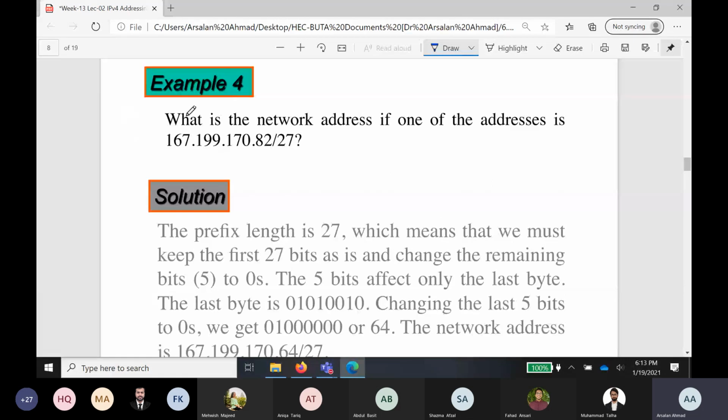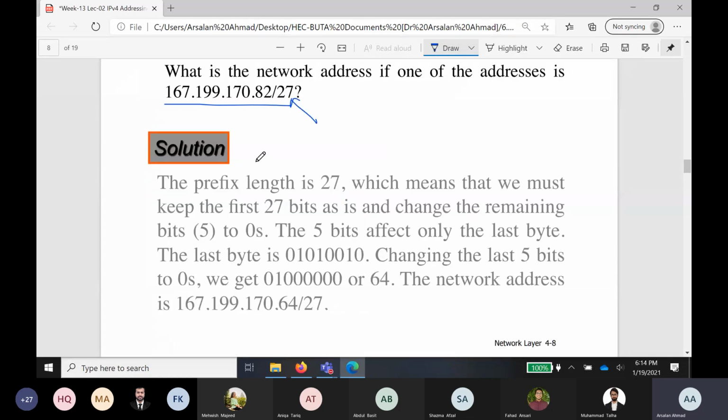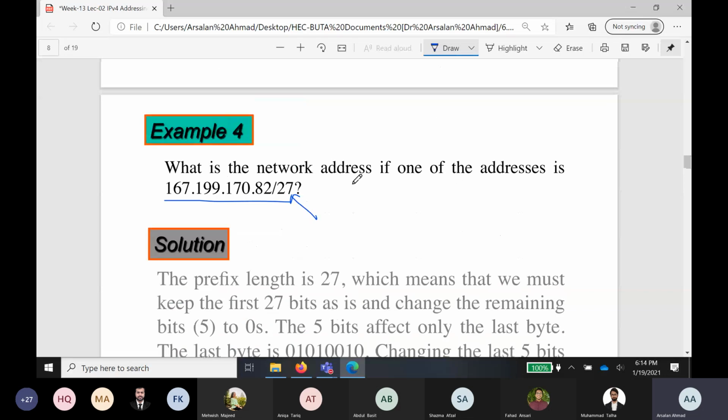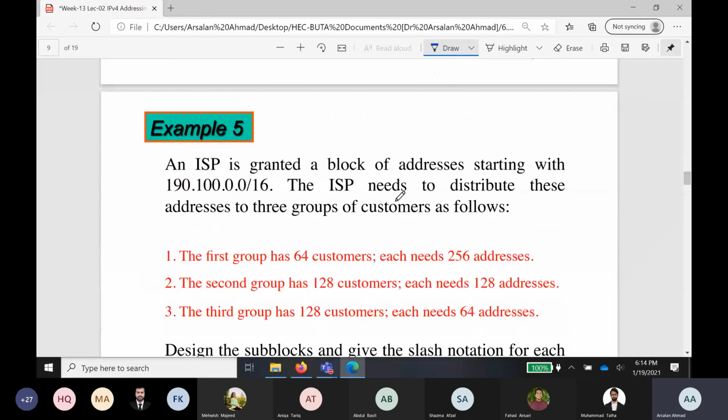So this involves the process of masking. We are given one address, and obviously with this /27 we can find the subnet mask. The subnet mask contains 27 ones, and 27 ones means 255.255.255.224 in the subnet mask. And then when we perform the logical AND, we will find the address, and this is the network address to which this subnet belongs.